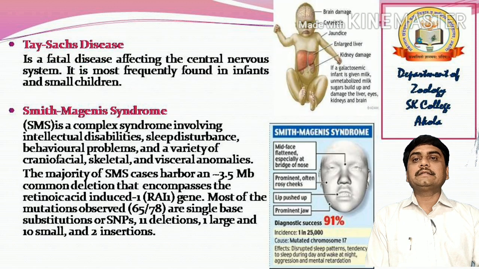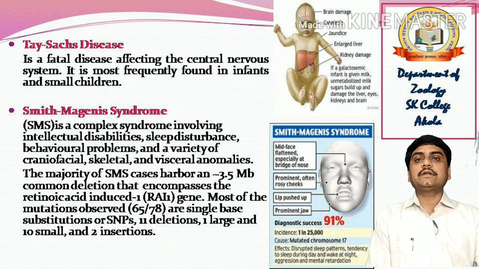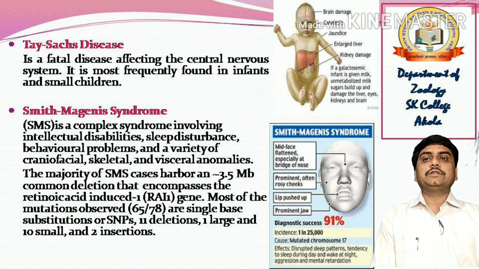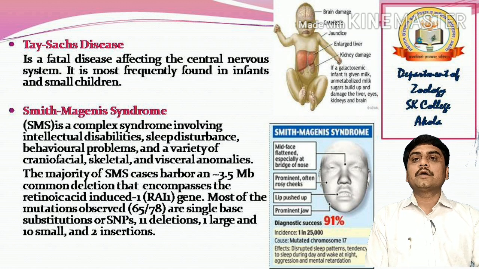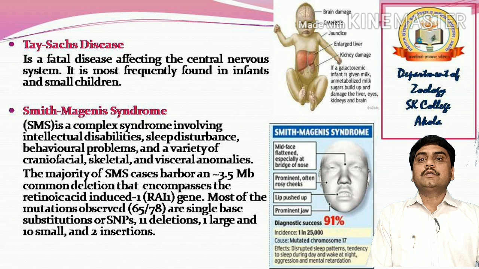The next is Tay-Sachs disease. It is a fatal disease affecting the central nervous system. It is most frequently found in infants and small children. The next disease is Smith-Magenis syndrome, as shown in the figure.